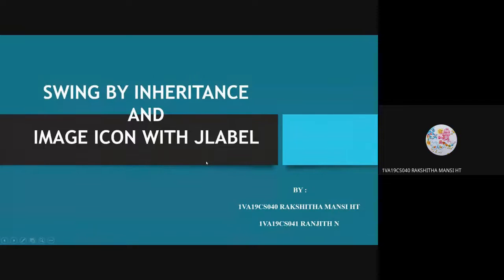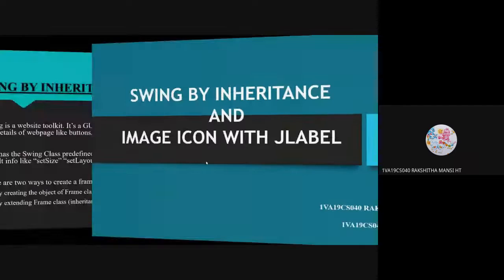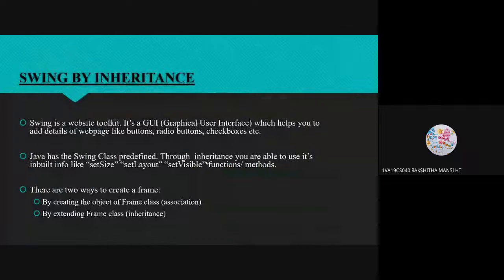Swing by Inheritance and Image Icon with JLabel. Me and my friend Ranjit are going to present this. So, first of all, what is Swing by Inheritance?